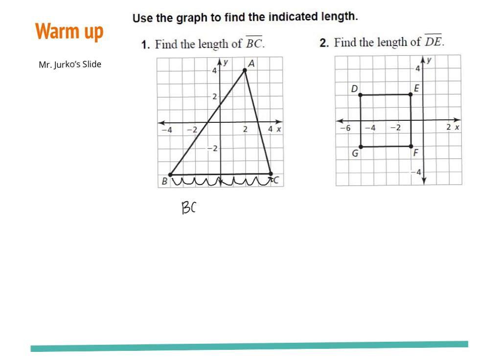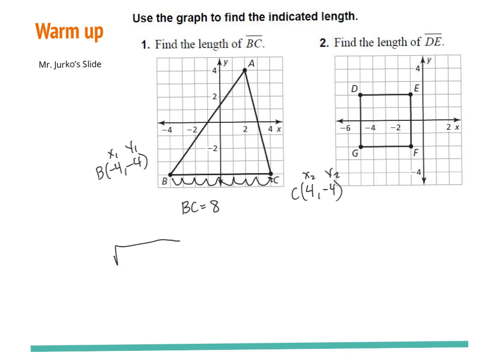So BC equals 8. If you use the distance formula, we would find the points. B is the point (-4, -4). C is the point (4, -4), okay? Because we go to the right 4 and down 4 to get to C. And then in order to find the distance between them, this would be x1, y1. This would be x2, y2.